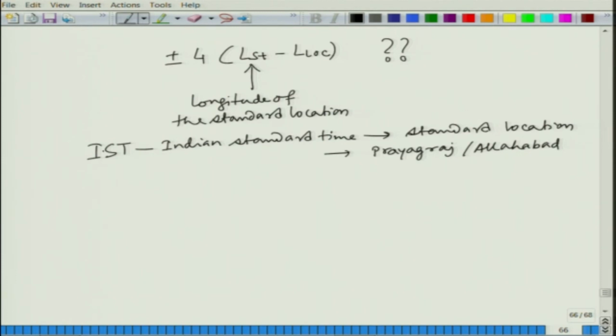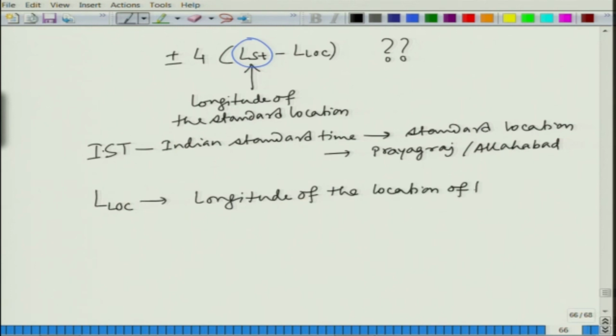Okay. Now, this LST is the longitude of this particular standard location, which is Allahabad for our case. And what is LOC? This is the longitude of the location of the observer. Okay. So, if you are at Guwahati, the longitude of Guwahati will be your LOC.